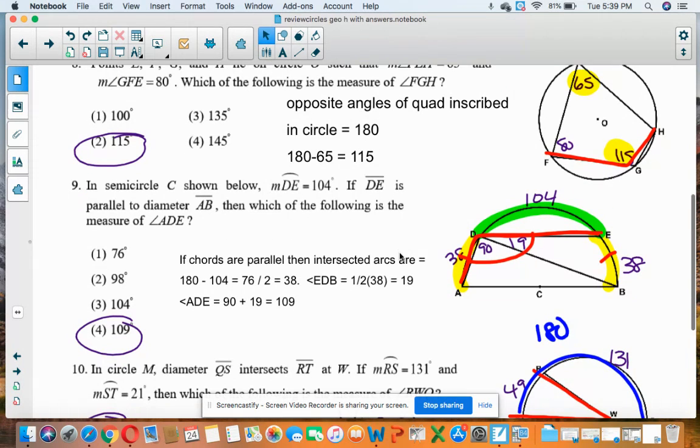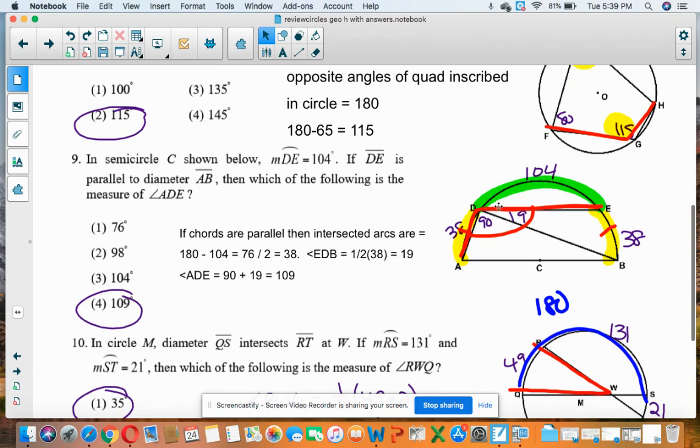Okay. And this next one right here, they tell me that these chords right here are parallel. DE is parallel to AB. Therefore, see the arcs that I have highlighted in yellow? Those have to be congruent to each other. They told me this arc that I have highlighted in green is 104. So all I did was 180 minus 104, that's 76. But I divide it by 2 and I get 38. So that's how I find out these arcs that are highlighted in yellow are 38.